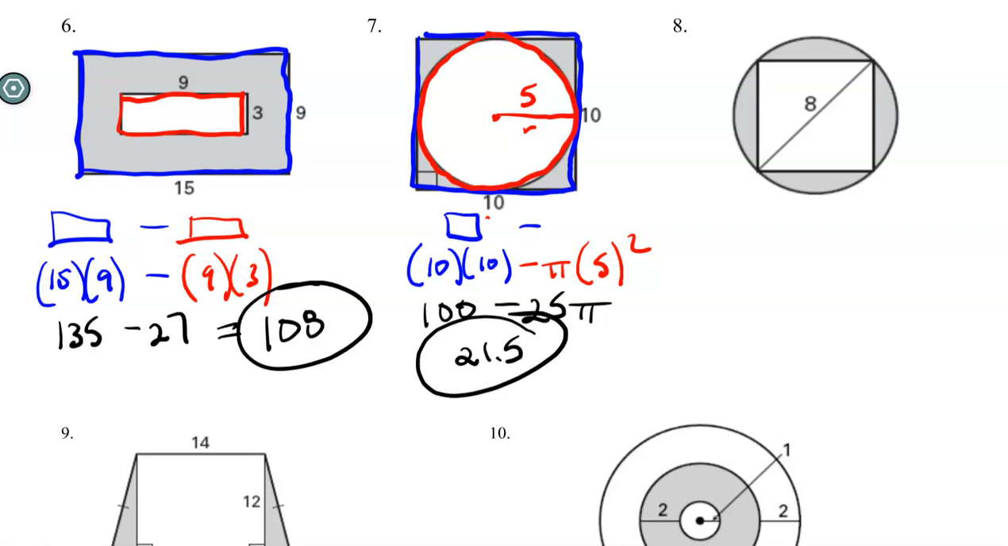Number 8. The big shape on the outside is the circle.